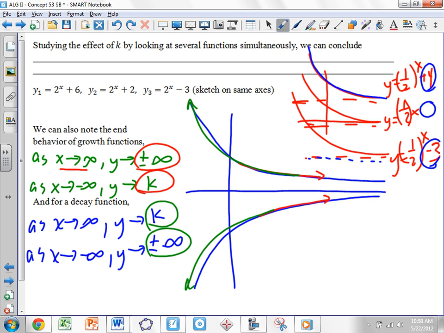So it's good to know about our end behavior, because we're going to be able to determine what type of function it is by looking at the end behavior as well. Okay, it will help us determine the type of function as well. Questions on this?